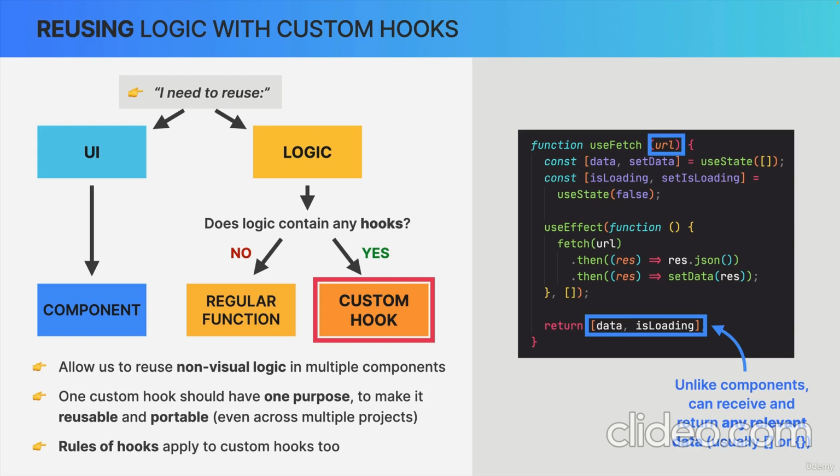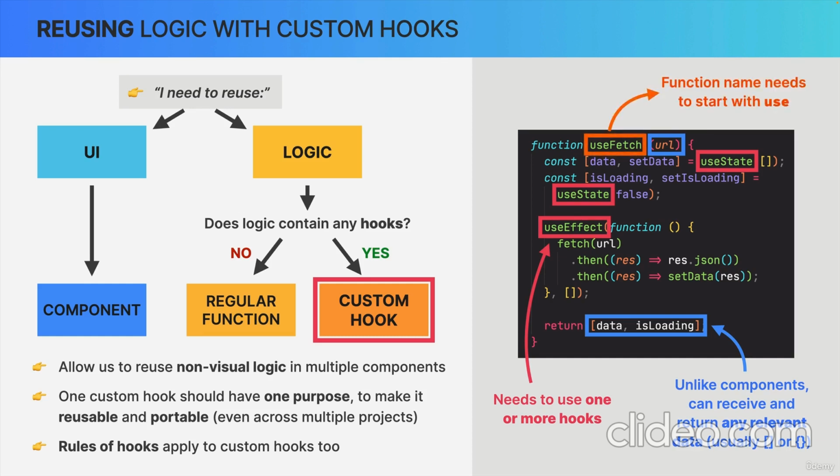Now, the difference between regular functions and custom hooks is that custom hooks need to use one or more React hooks. So this custom hook here, for example, uses two useState and one useEffect hook to abstract a simple fetch functionality into this custom hook. And finally, in order for us and React to recognize this function as an actual hook, the function name needs to start with the word use. So just like all the built-in React hooks. So in this example, that's useFetch.